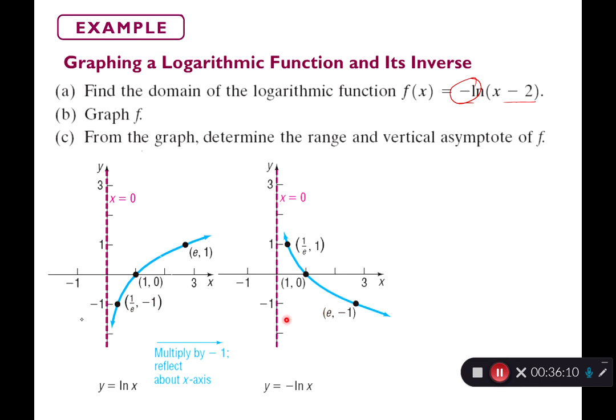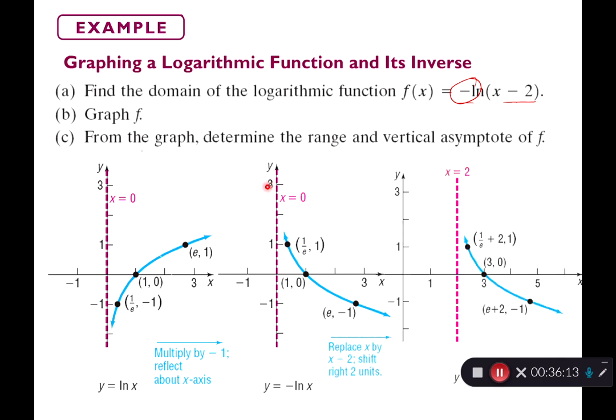And then when we move it 2 to the right, notice everything moves 2 to the right, including my asymptote. My asymptote goes from x equals 0 to x equals 2. And my shape stays the same. But notice here, I have 1 over e plus 2. I have e and e plus 2. All right, so we're adding 2 to our x value. So again, do the domain and range. Our vertical asymptote was x equals 2. Let's go to the last problem.